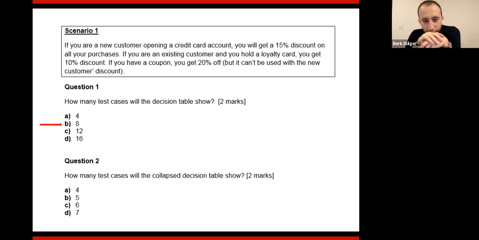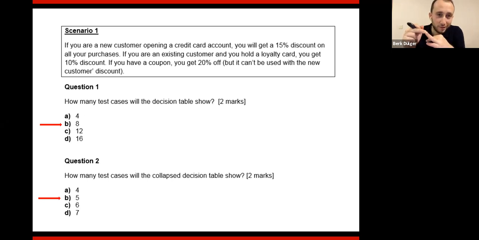No. Okay. Let me answer it. It is 5, because there might be 5 different actions as an output. What are they? Customer might get 10% discount, 15, 20, and also 0 and 30.